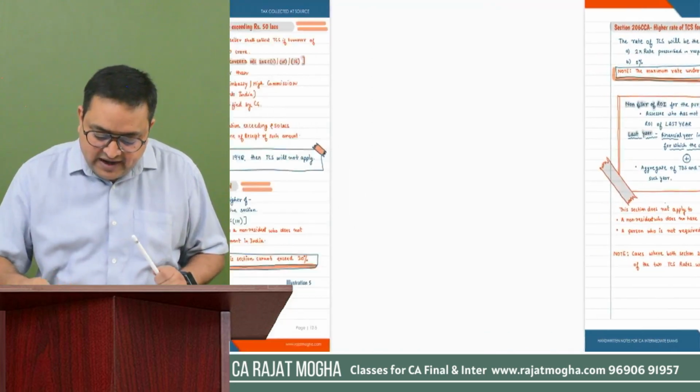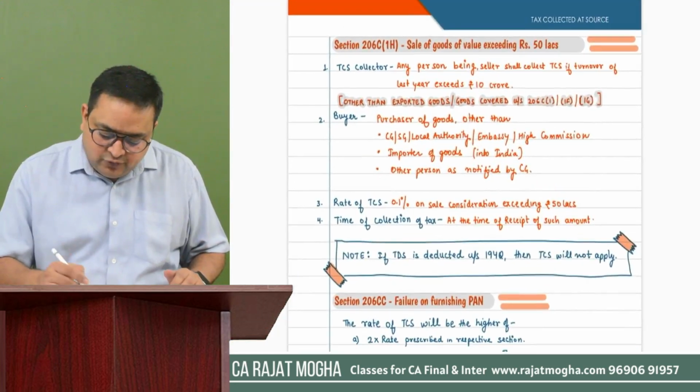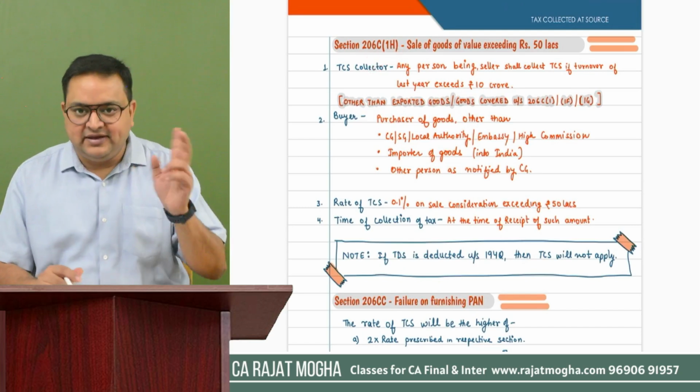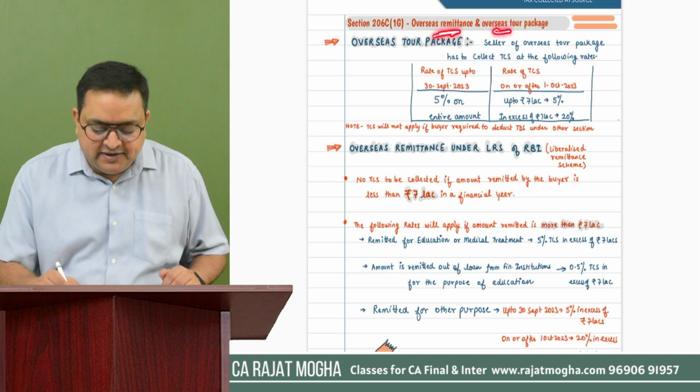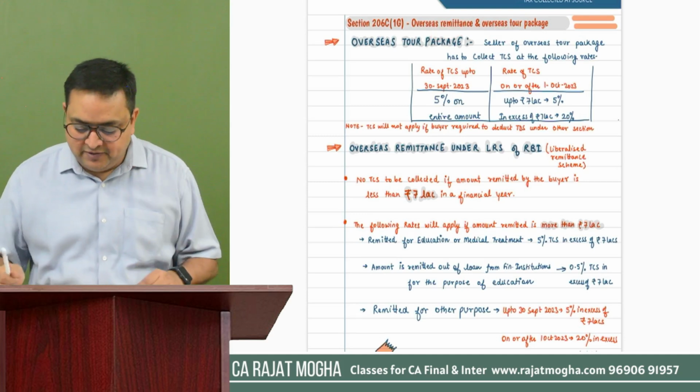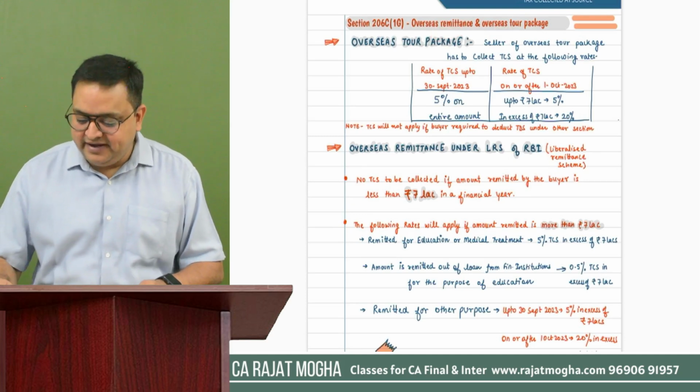So this was a small topic, TCS, but yes, very important for examination. Especially, I would highly request you to do these sections: 206C1H, goods exceeding 50 lakh rupees, and overseas remittance and overseas tour package. These are the topics which are important for your examination, right?